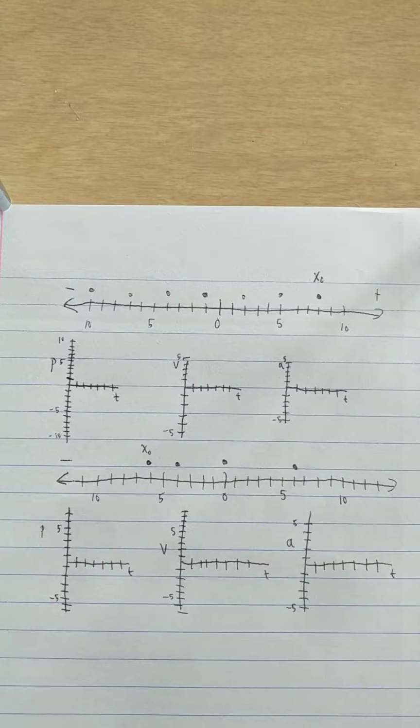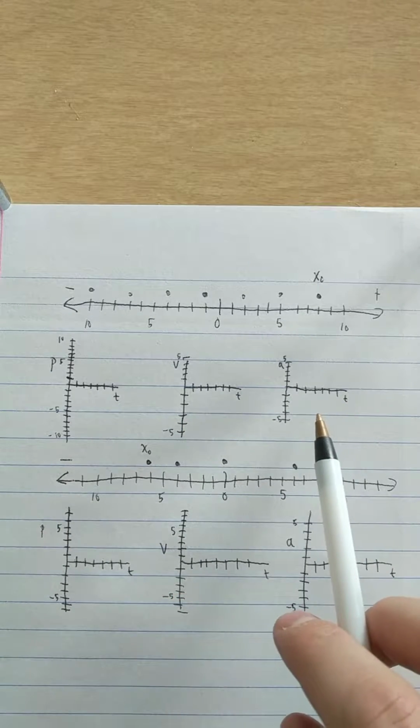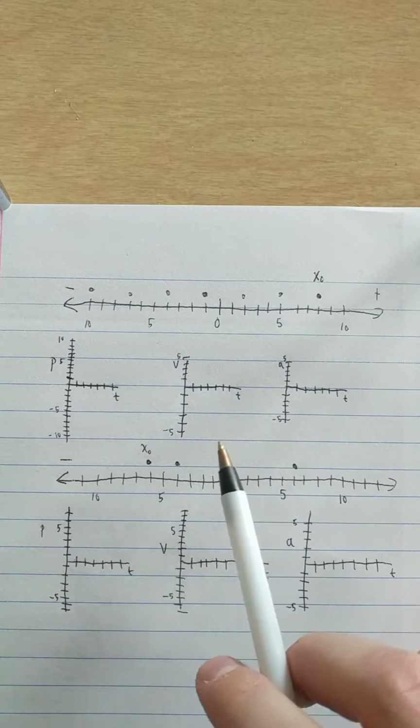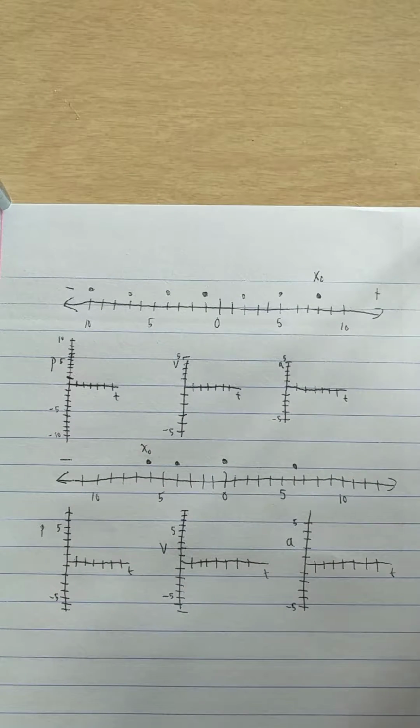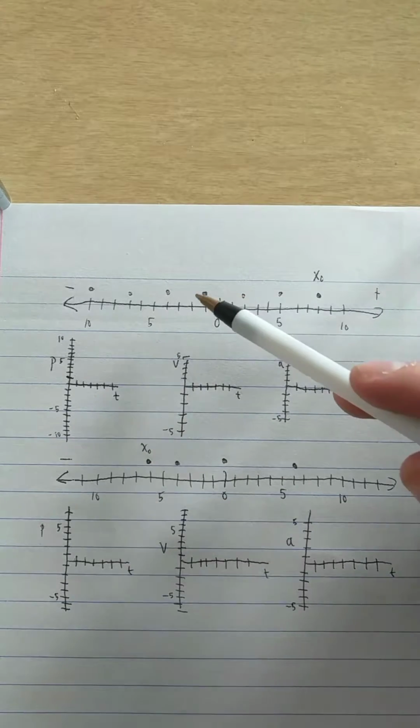This video should help you with turning a motion diagram into position versus time, velocity versus time, and acceleration versus time graphs. So here's how we'll look at this and do it. Your first point is always going to be time equals 0 for your position graph, and then the dots just tell you where the position is.